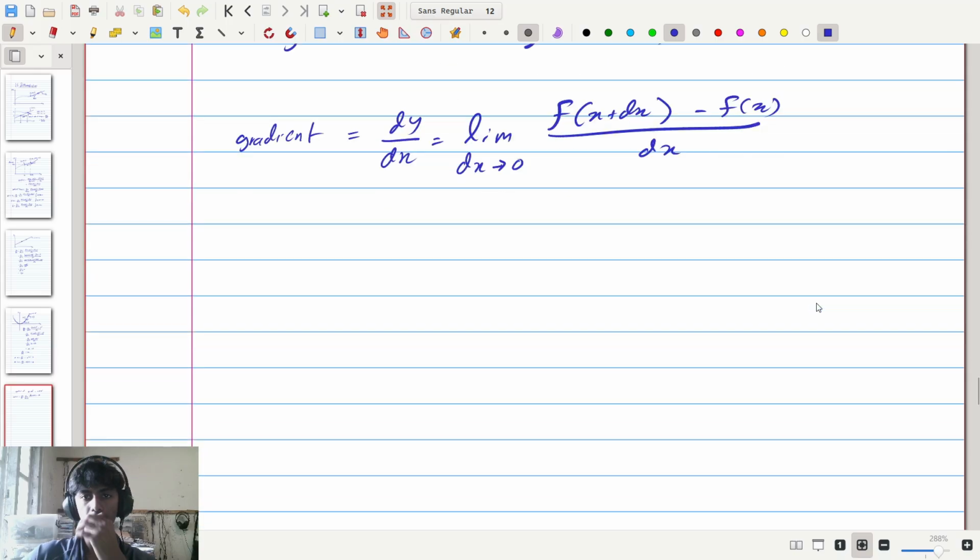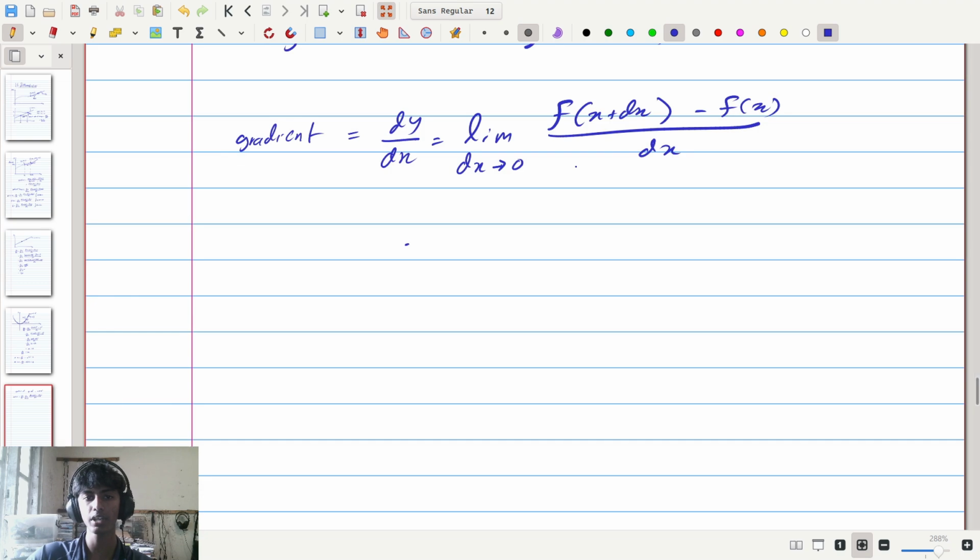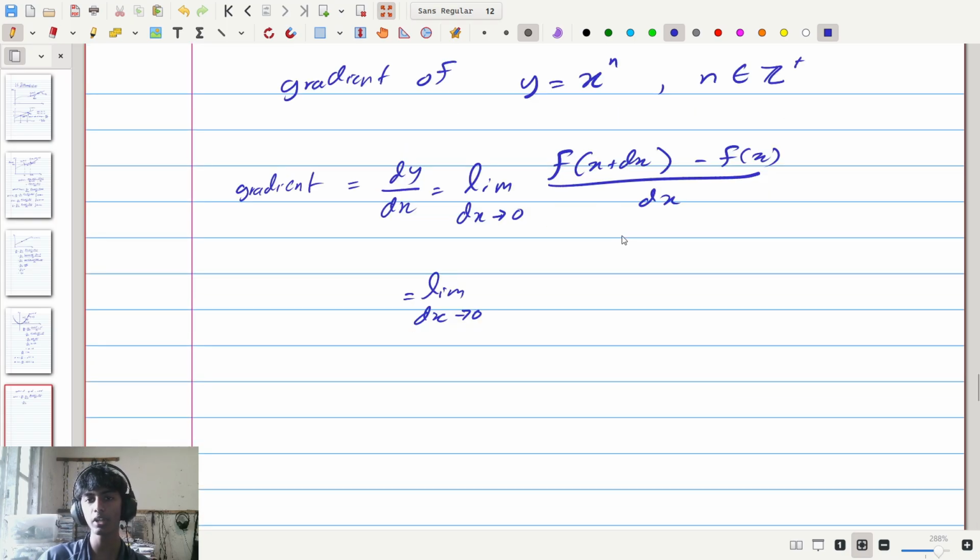So here f of x in this case is x to the power of n. So here what we have is the limit as dx approaches 0 of, over here instead of f of x plus dx, we can substitute x plus dx to the power of n. So here what we have is x plus dx to the power of n, and then minus f of x, which over here is going to be x to the power of n, and then divide by dx.